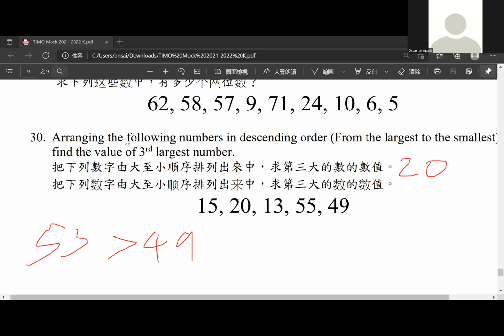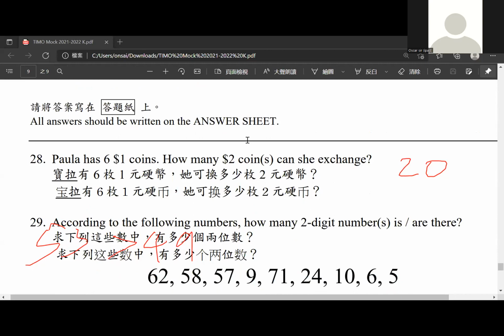28, right? Number 28. Okay, 28 is this one. So this question is in the situation that Paula has 6 1 cones, just like this.